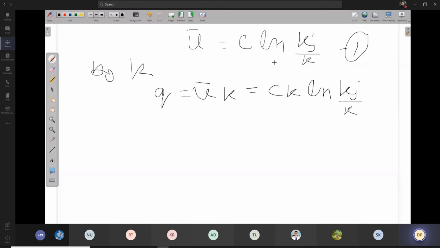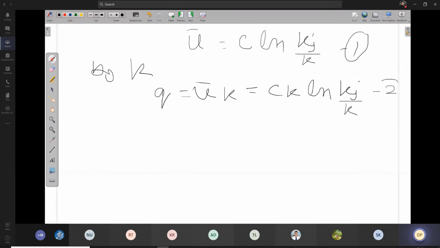This equation will be multiplied by k. So what is the value of this u bar into k? U is the speed or average speed, and k is the density or average density. So speed into density is nothing but q. So I can write this equation as q is equal to this.